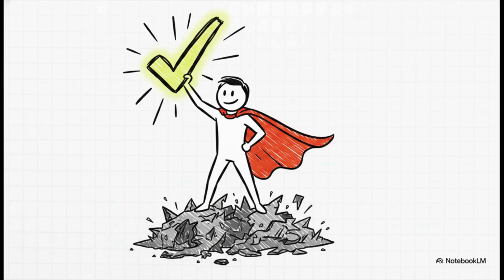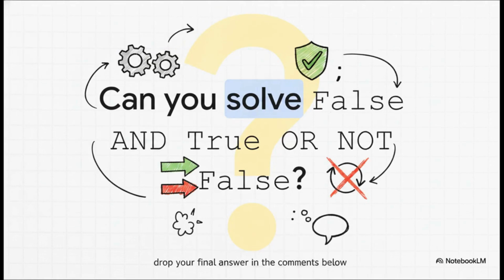And just like that, the beast is slain. The final answer is true. By simply keeping your cool and applying strict rules of precedence, not, then and, then or, you just proved that you can systematically unmask and completely solve any complex C++ expression. You now have the tools, the rules, and the confidence to handle logical operators like an absolute pro.